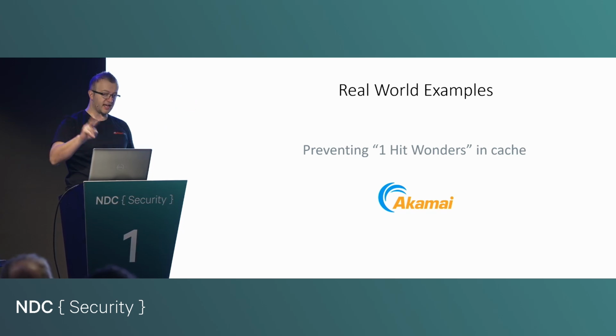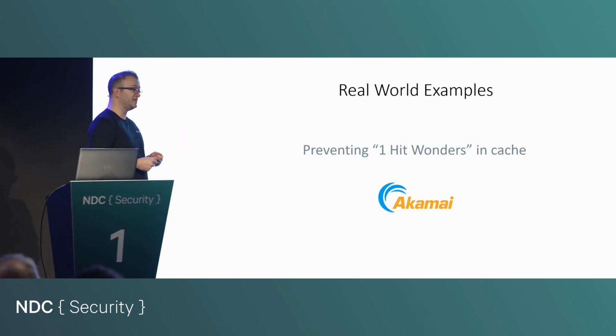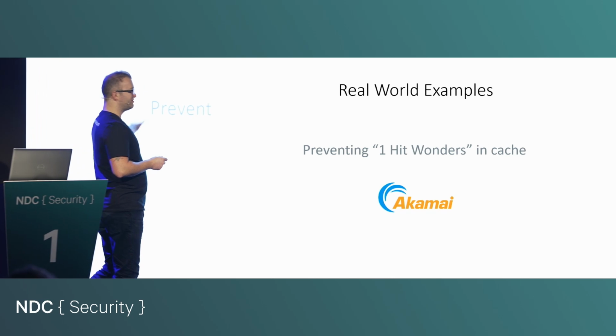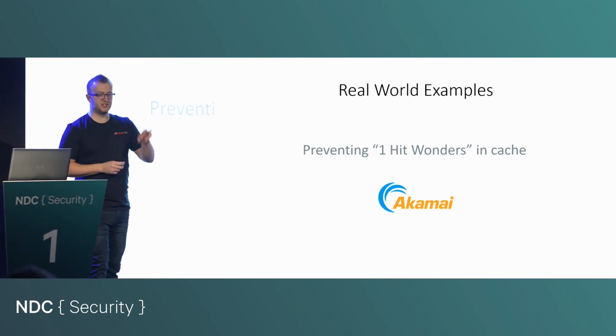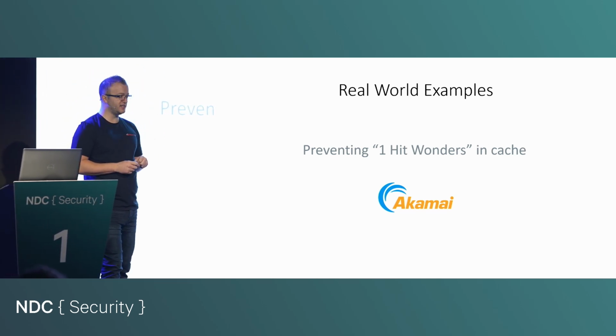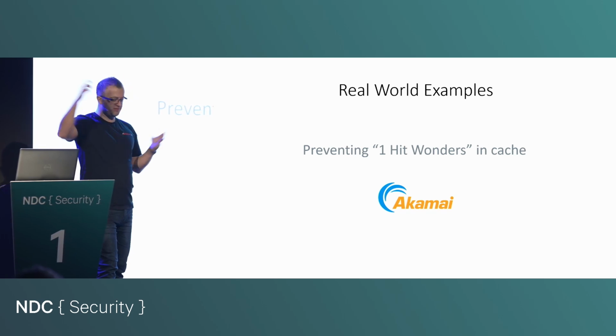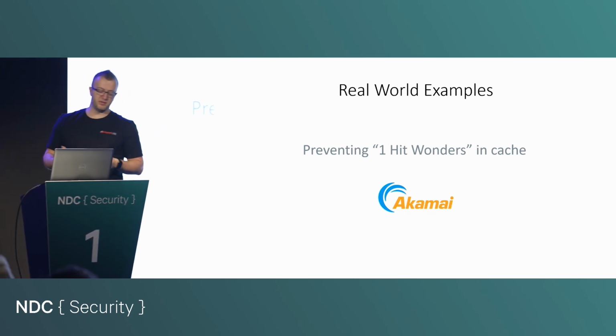Now, if there is a second request for that item, they can query the filter, and the filter will say, yes, we've seen this item before. They'll request it from the origin server, and they'll cache it only on the second request. And then it will sit in the cache. And then for the next 30 days, however many times it's requested, it will be served.